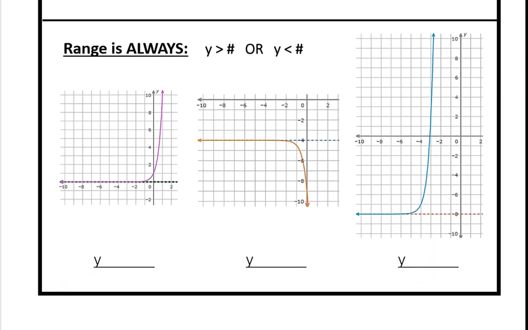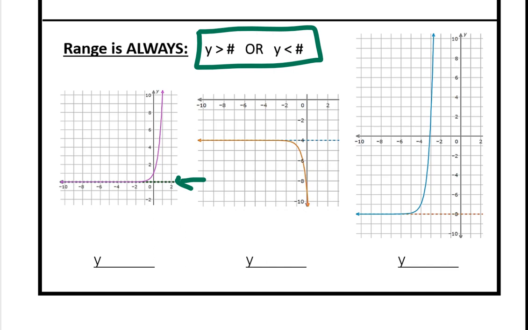My range is always going to be y is greater than a number or y is less than a number. Okay? We will never have equal to, and you'll see why right now. So let's look at this first example. I know range is my bottommost point to my topmost point. Now if you look here at the bottom, there's a dashed line here. Okay? There's a dashed line.